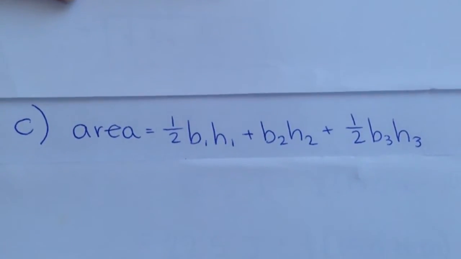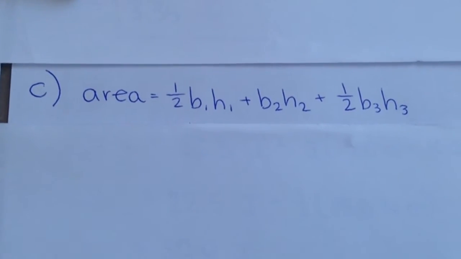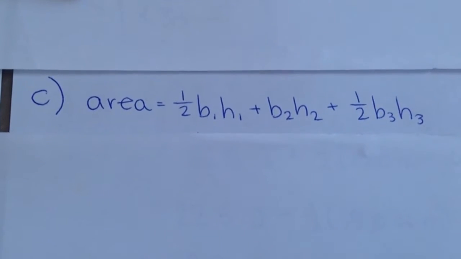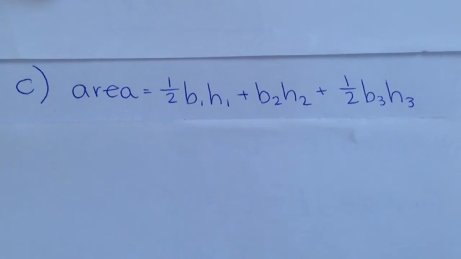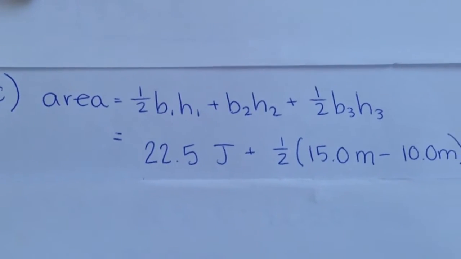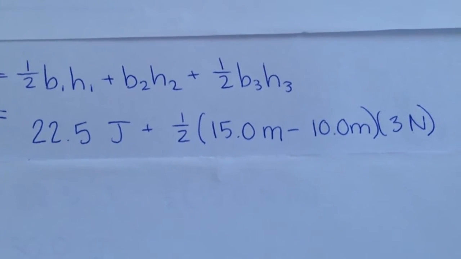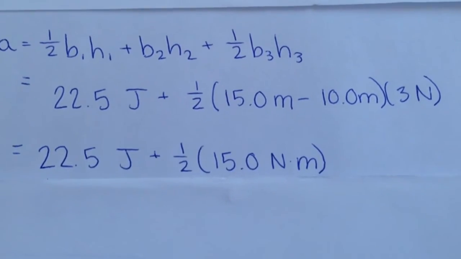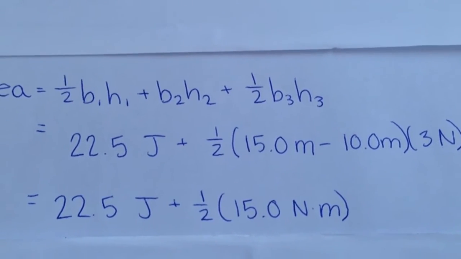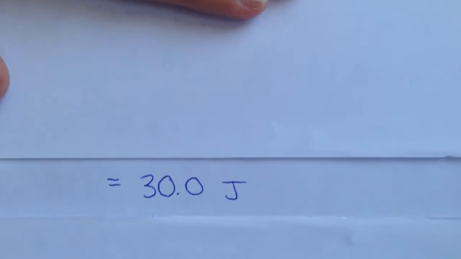In part C, the area under the curve is, again, 1/2 B1 H1 plus B2 H2, and the third section from 10 meters to 15 meters is another triangle, so we use 1/2 B3 H3. The first two become 22.5 joules as in part B, and 1/2 times 15 meters minus 10 meters times 3 newtons comes out to be 22.5 joules plus 1/2 times 15 newton meters. And we come up with the final area of 30 joules.